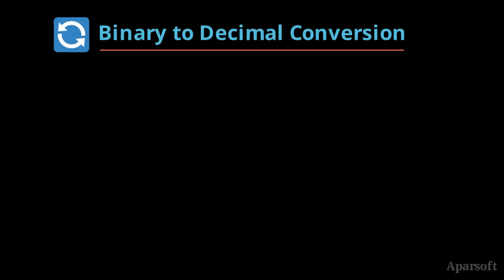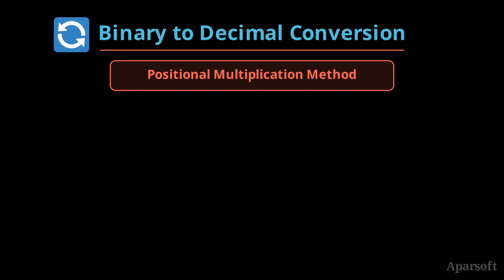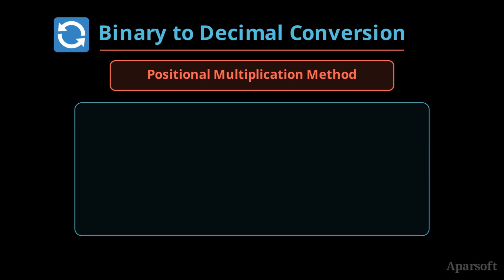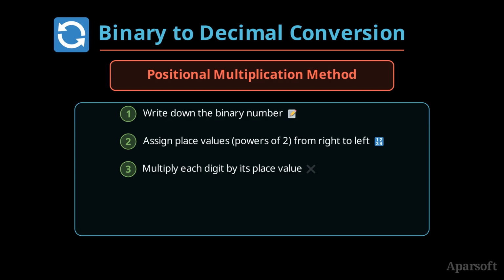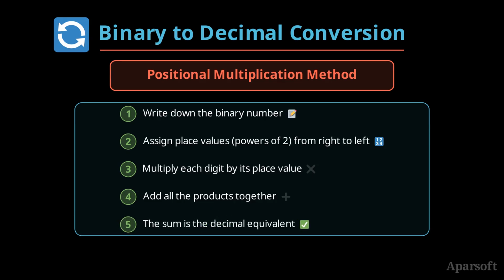Now let's learn the positional multiplication method. This is the systematic way to convert any binary number to decimal. Here are the 5 steps. First, write down your binary number. Second, assign place values from right to left using powers of 2. Third, multiply each digit by its place value. Fourth, add all the products together. And fifth, that sum is your decimal equivalent.